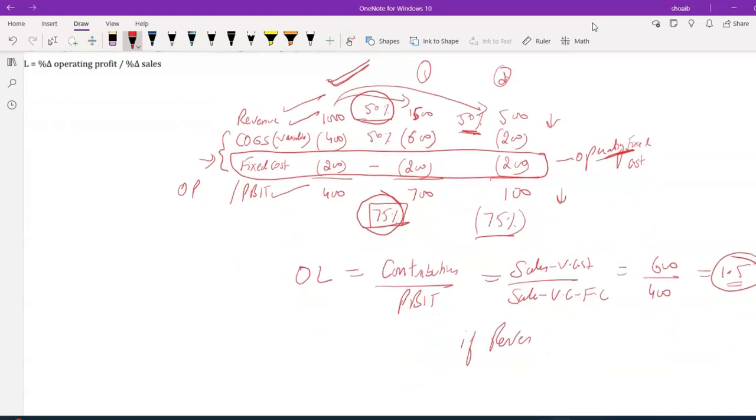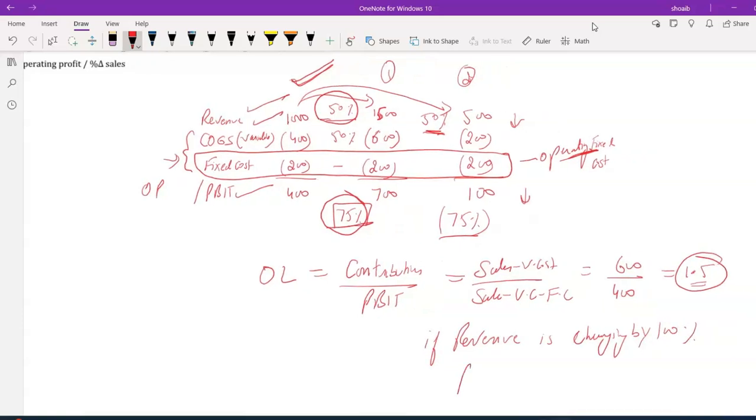If revenue is changing by 100%, profit will change by 100 into 1.5, 150%. If revenue in our example is changing by 50%, 50 into 1.5, your profit will change by 75%. So जब भी आपके बिजनेस में फिक्स कॉस्ट होगी, whatever the fixed cost your business is, for a given change in revenue, your profit will change more.